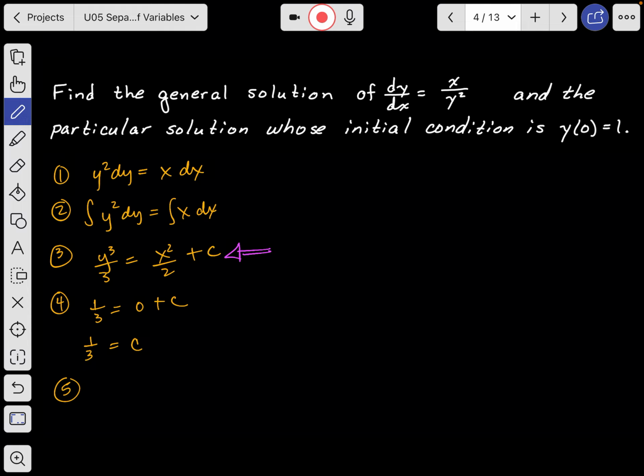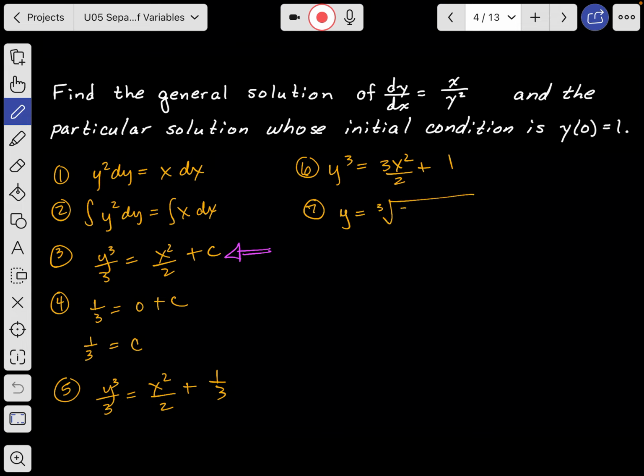Okay, so let's see. I guess we'll call this step 5. In step 6, I'll multiply everything through by 3, so I'll have y cubed is equal to 3x squared over 2 plus 1, and then I'll take the cube root. Okay, this is my solution. So separate, then integrate, find your c by substituting in your initial condition, and then solve for y.